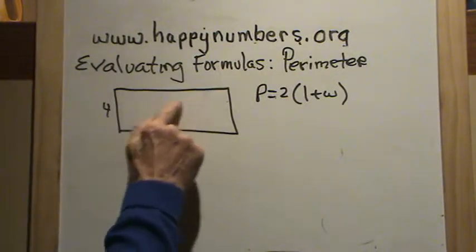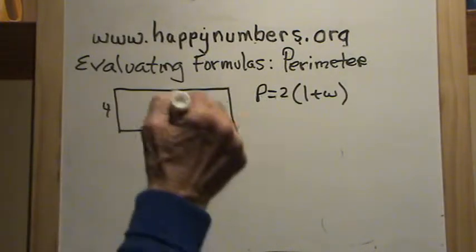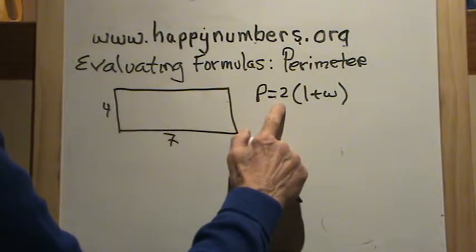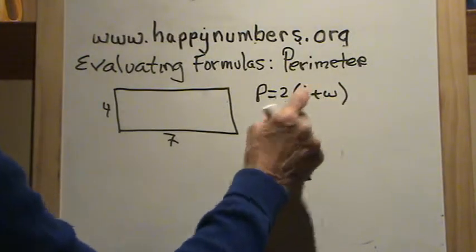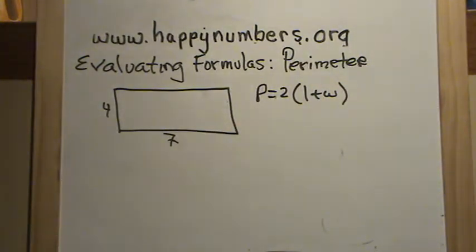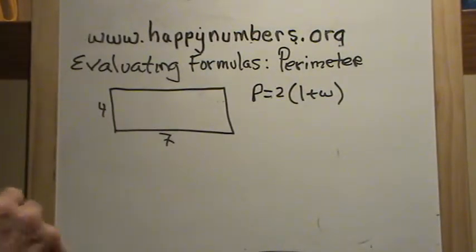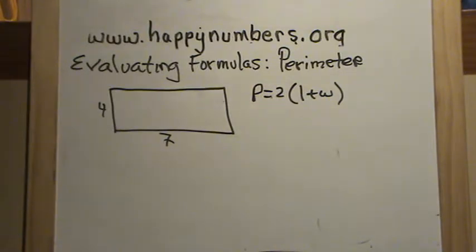So here we have a rectangle, and the formula for the perimeter of a rectangle is 2 times the quantity of the length plus the width. By the way, on the high school exit exams, in anything that has to compute with formulas, you will not have to memorize the formulas. The formulas will be given to you. They give you the formula. You just have to know how to substitute it, how to translate it.